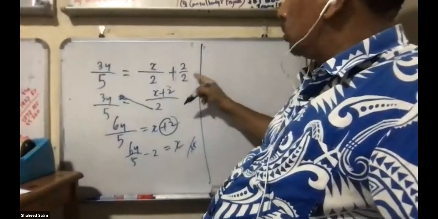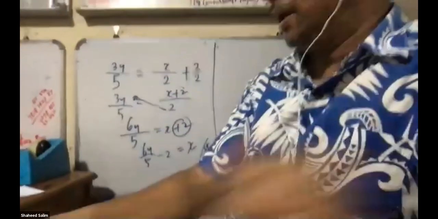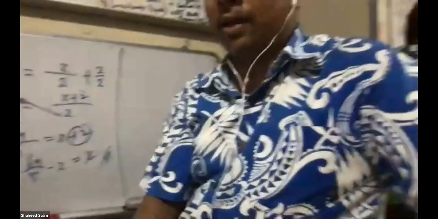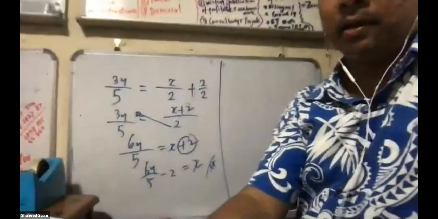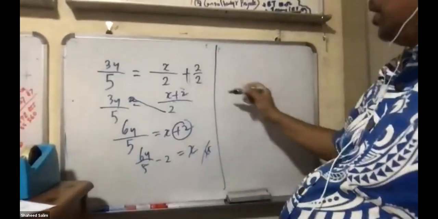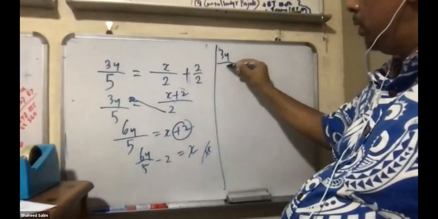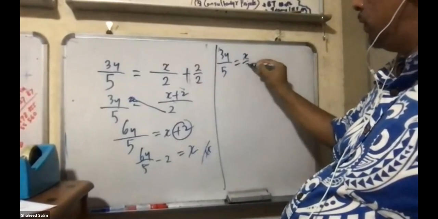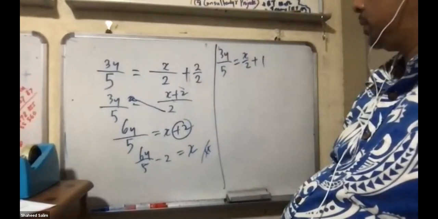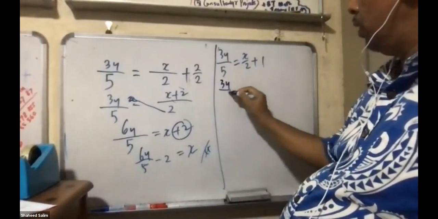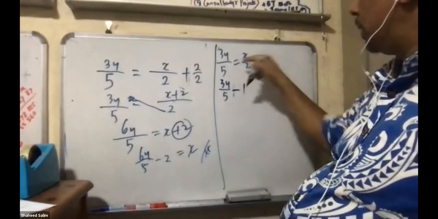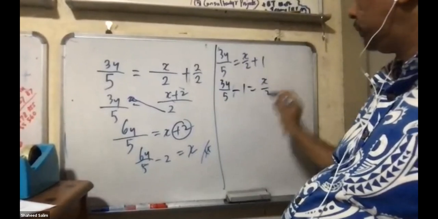This time there was 1 here. I bring the 1 over, okay? This one, never mind. Because I'm teaching you a little bit higher, but this is Sec 2 level still, but a little bit advanced. Now I give you the question: 3y over 5 is equal to x over 2 plus 1. This time I bring the 1 over that side. So you get 3y over 5 is equal to, plus 1 bring over minus 1, equals x over 2.